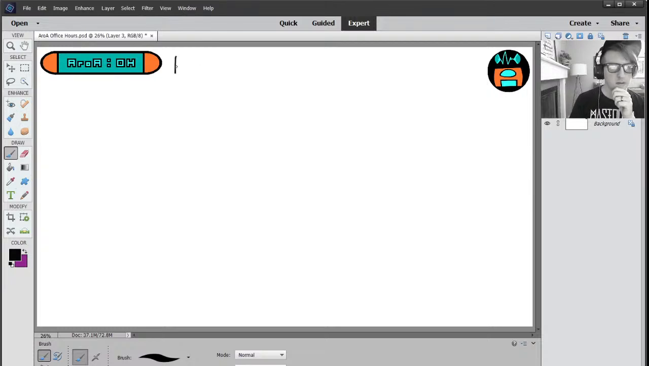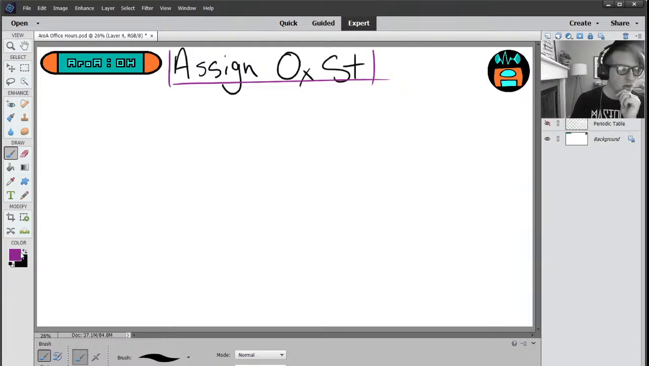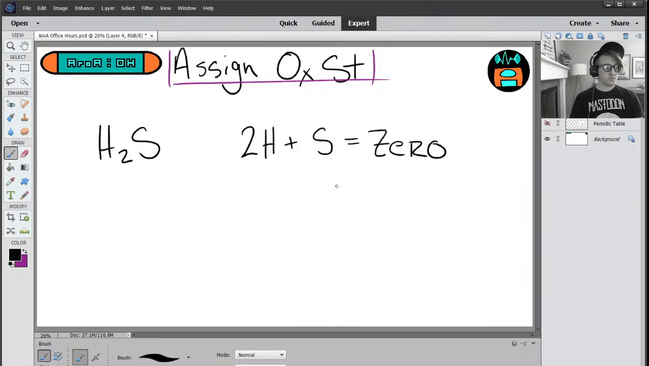So let's assign oxidation states. All right, and let's start with how about H2S, dihydrogen sulfide. Now we know that the sum of all oxidation states in a compound has to add to our total charge, and this is going to be the rule that helps us out in every single problem we do. So we know that 2 times the oxidation state of hydrogen plus the oxidation state of sulfur equals our total charge on this molecule, which is 0. That is the first rule.